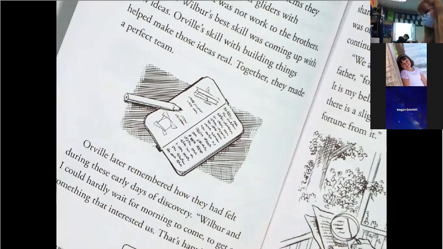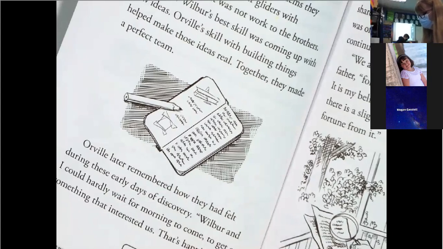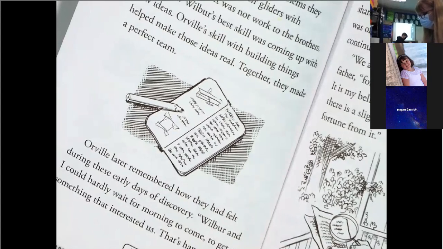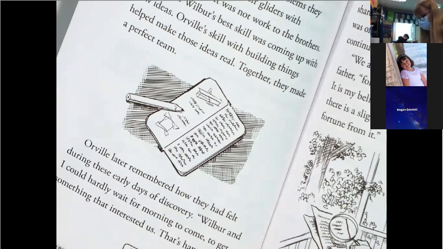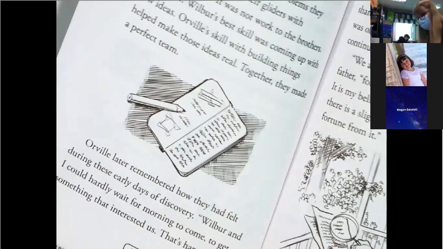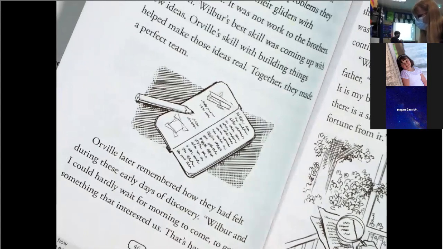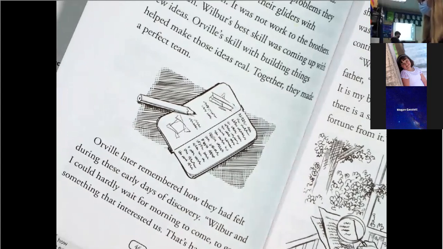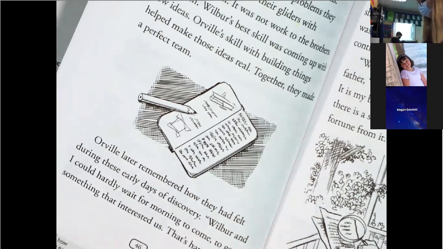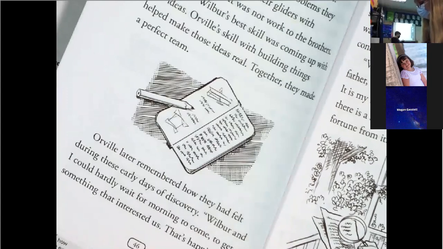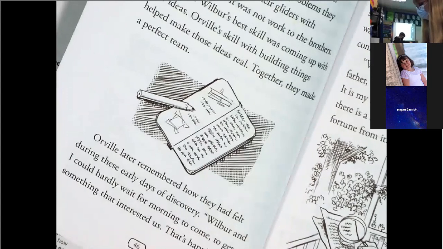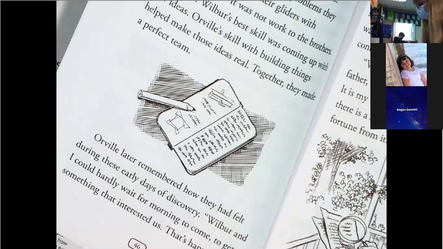Orville later remembered how they felt during those early days of discovery. Wilbur and I could hardly wait for morning to come to get at something that interested us. That's happiness. As the work on the glider progressed, the Wrights shared their ideas with their father. Though he was often away traveling for church, Milton continued to support his sons in their efforts. We are leaving soon, Wilbur wrote to his father, for experiments with a flying machine.